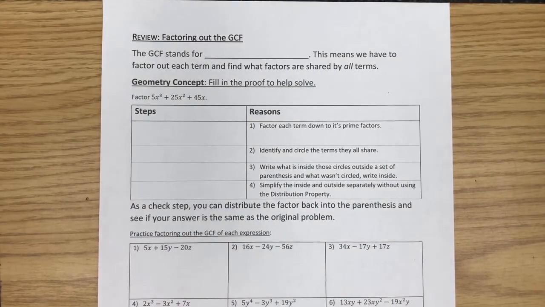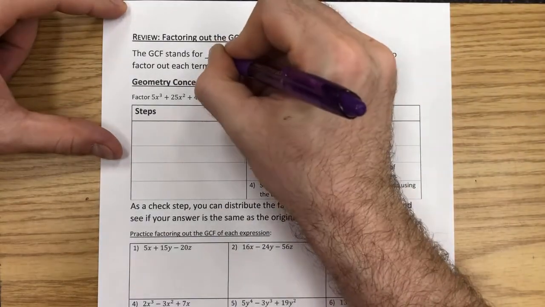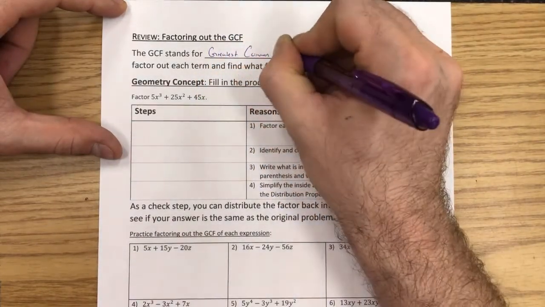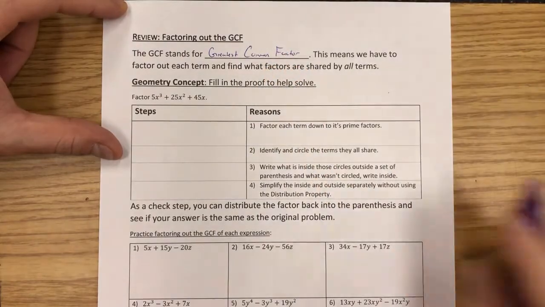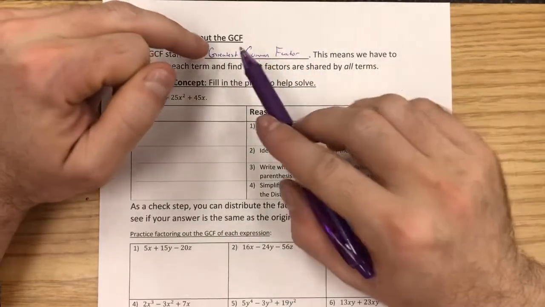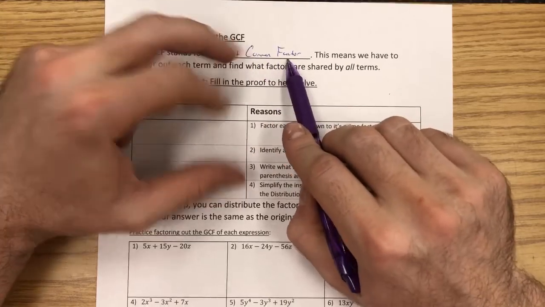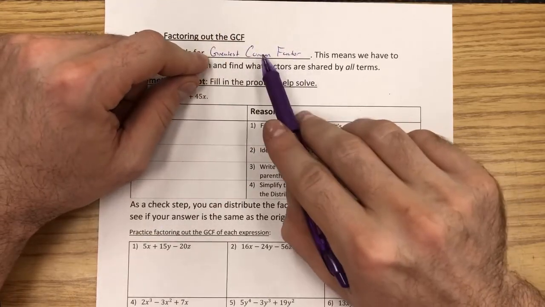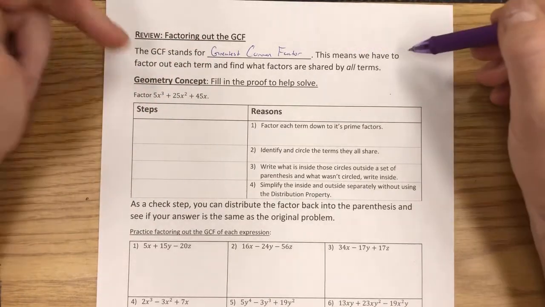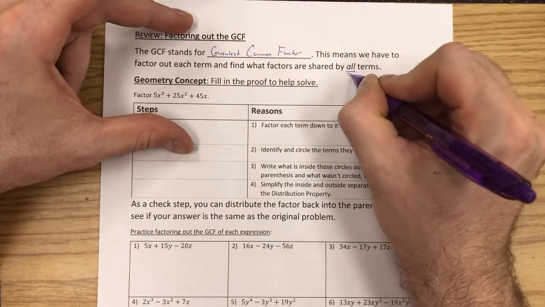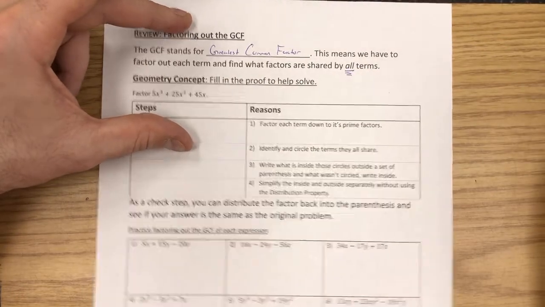Okay, so in this topic, we're going to be factoring out the GCF. And so you might ask yourself, well, what is a GCF? Well, GCF stands for the greatest common factor. And this means that we're going to pick the biggest thing that everything shares that we can factor out. So what is the biggest number that we can divide out of everything? Which is exactly where our definition comes from. This means we have to factor out each term and find what factors are shared by all terms.